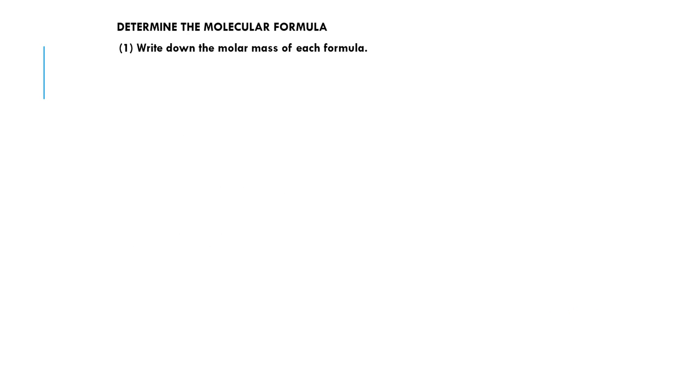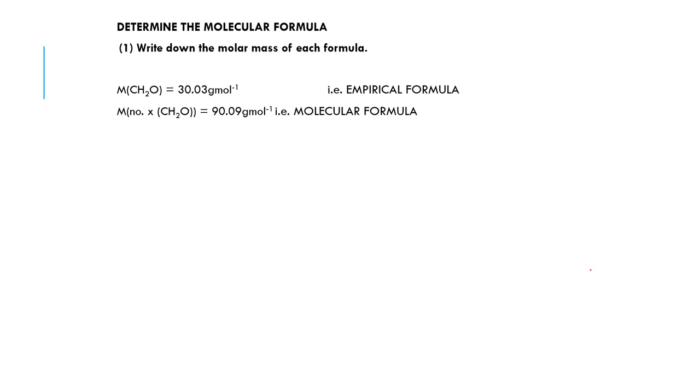Okay, so we've got to determine the molecular formula. We need the molar mass of each formula. So molar mass of CH2O, which is my empirical formula, add that all up, you'll get 30.03 grams per mole. Molar mass of the molecule, 90.09 grams per mole. This was given in the question. If you can't remember where it was, go back and have a read.